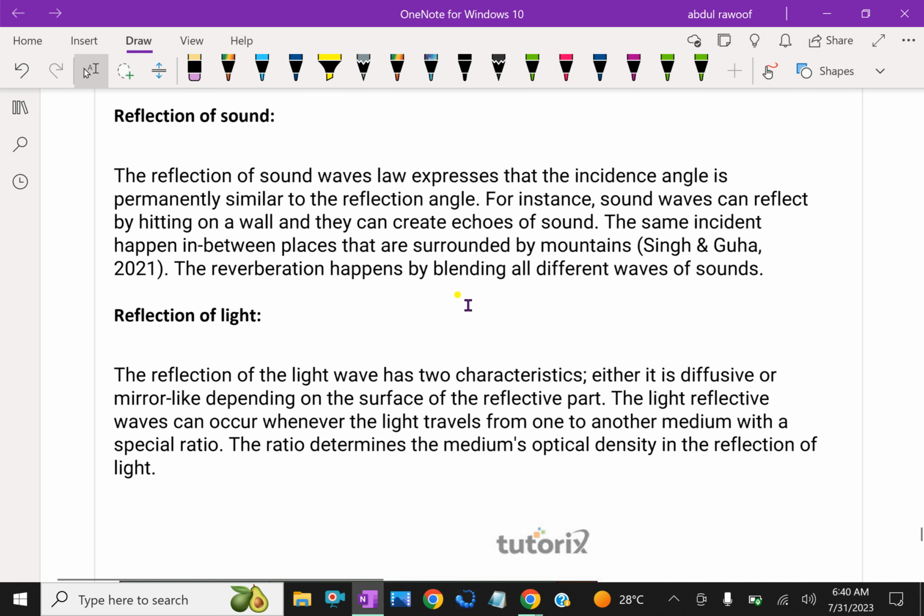Reflection of sound. The law of reflection of sound waves states that the incident angle is always equal to the reflection angle. For instance, sound waves can reflect by hitting a wall and they can recreate echoes of sounds.